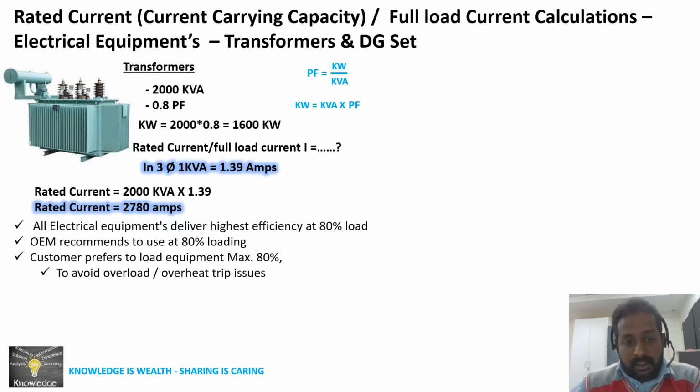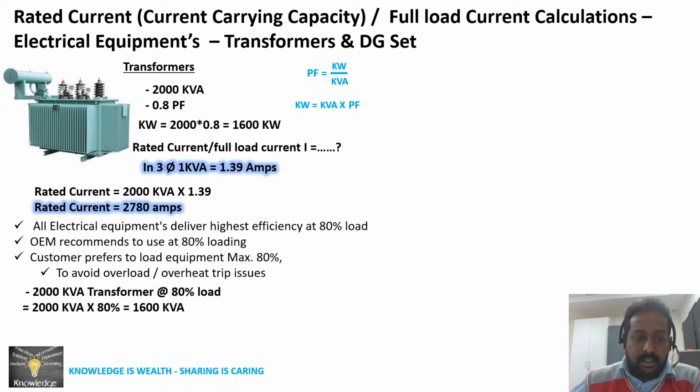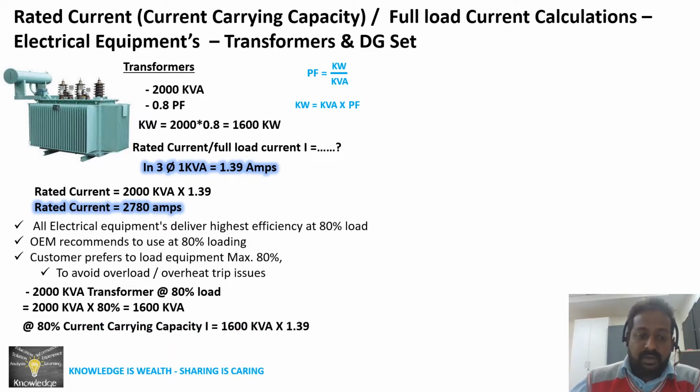So let's calculate what is the maximum ampere that can be put on this 2000 kVA at the rate of 80%. The 2000 kVA transformer at 80% load is 2000 kVA into 80%, which is 1600 kVA. To convert 1600 kVA into amperes, 1600 into 1.39 comes to 2224 amperes. So this 2000 kVA transformer can load 2224 amperes till 80% of load.